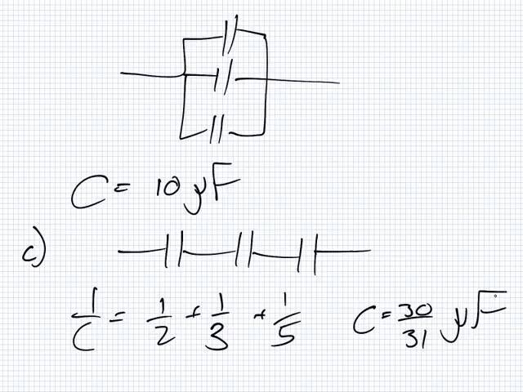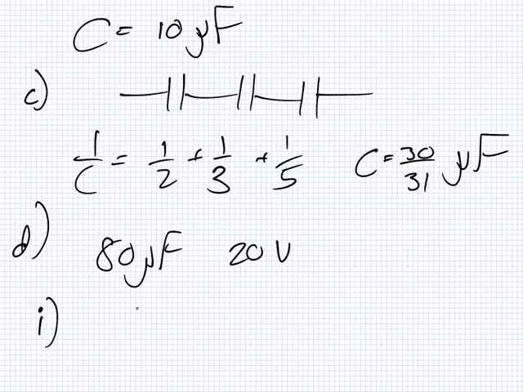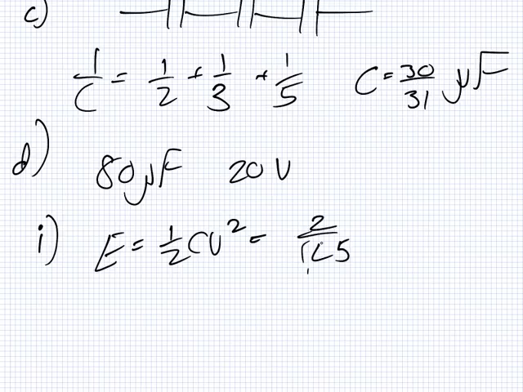Right, next. D. An 80 microfarad capacitor is charged to a potential difference of 20 volts. A. Determine the electrical energy stored on the plates of the capacitor. Okay, so what's the formula for energy? Do you remember? Half CV squared. Very good. I got 2 over 125 joules. Or 16 millijoules. Is that what you got? This is my calculator. What did you get?